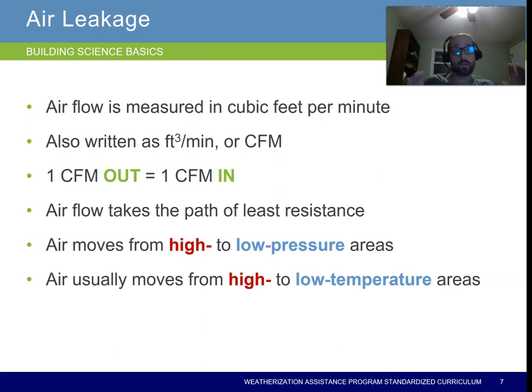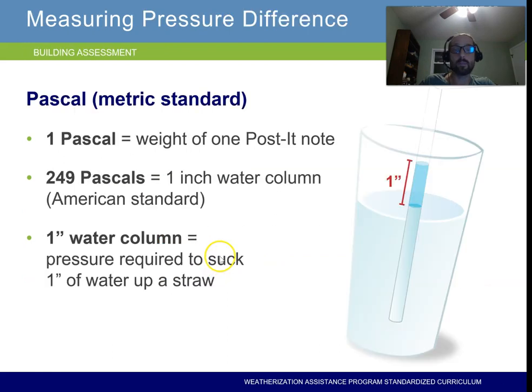So if you have an exhaust fan in your bathroom on the third floor, exhausting 50 cubic feet per minute out of the building, that means 50 cubic feet per minute of air are coming in somewhere. It could be coming in all the different places. It could be coming in through the basement. It could be coming through the attic. It just depends. But it has to come back in. And the air, again, moves from high to low pressure areas. And the air usually moves from high to low temperature areas. It's not always the case.